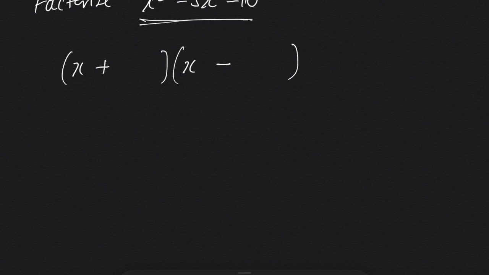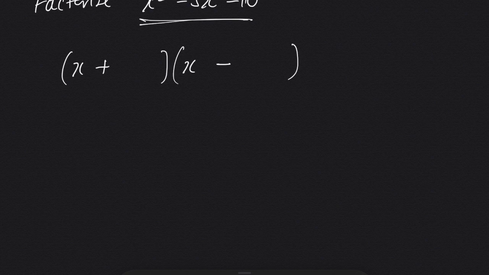So what have we got for these? Multiplied together to make 10. Okay, so what have we got? The factors of 10. Well, there's only 1 and 10, and 2 and 5. And when subtracted, they must make 3. Well, 2 and 5 would fit that quite well.